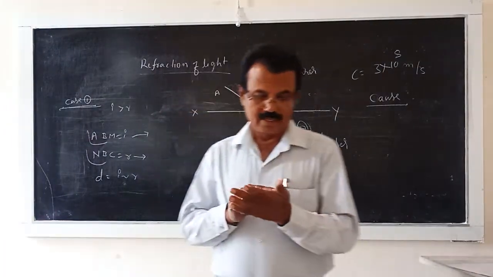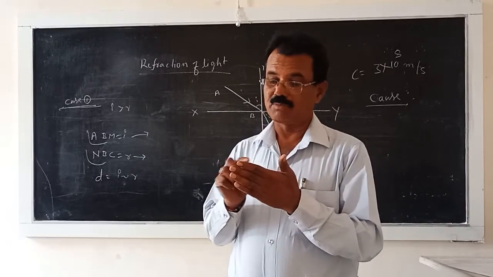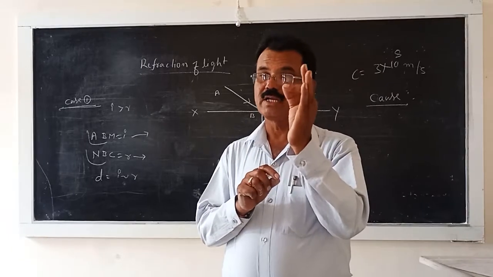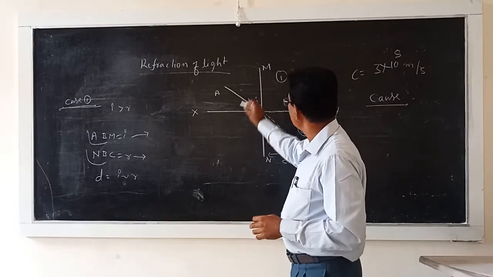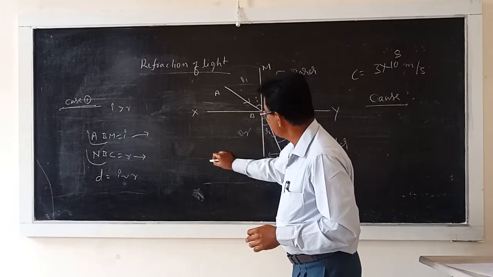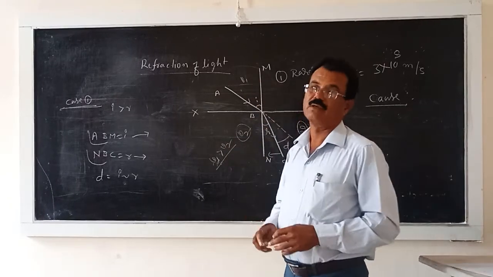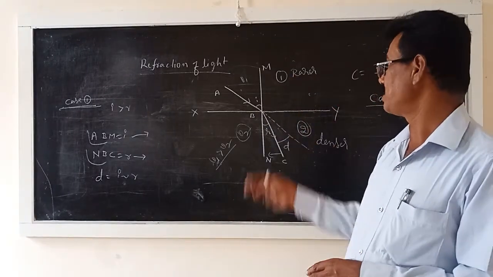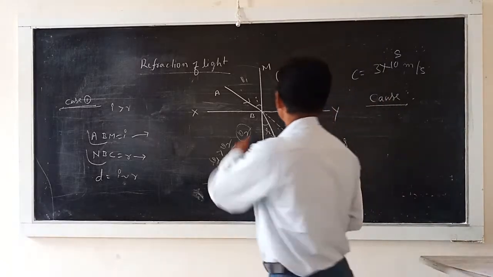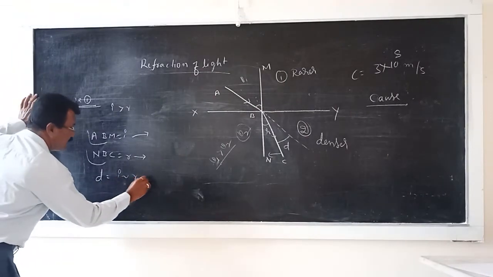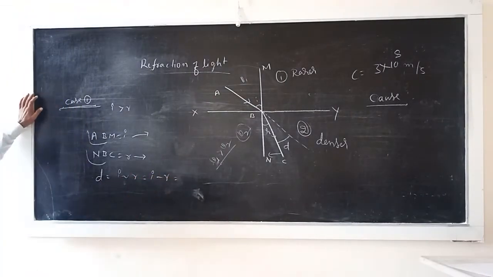Now this is a very important point for the first case. Whenever a ray travels from a rarer to a denser medium, the velocity v1 is greater than v2, that is, v2 is less than v1. The velocity of light in the denser medium decreases compared to that in the rarer medium, hence the angle of incidence is greater than the angle of refraction. So the angle of deviation is I minus R in the case of a ray of light traveling from rarer to denser. Now the second case.